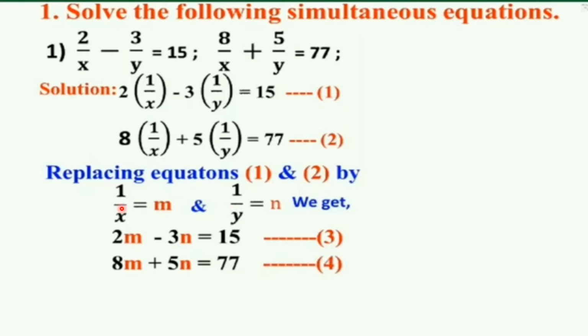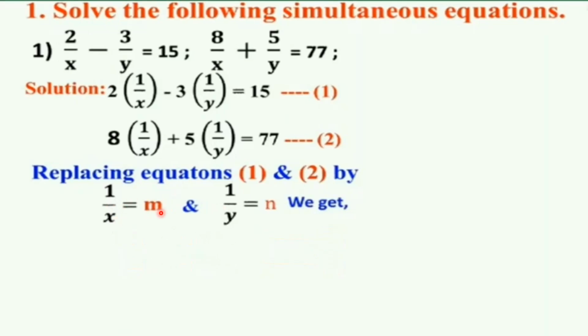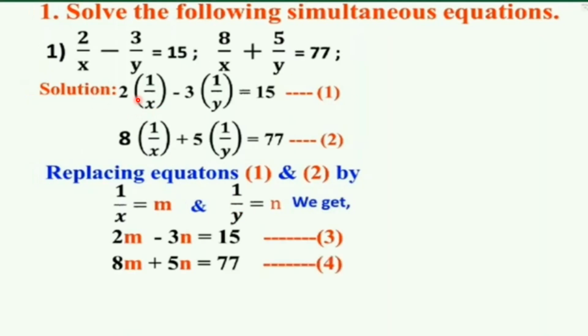So, if I take 1 over x is equal to m and 1 over y is equal to n, then the new equation I am going to get is 2m minus 3n is equal to 15. Here I am substituting 1 over x as m. Similarly, the second equation becomes 8m plus 5n is equal to 77.